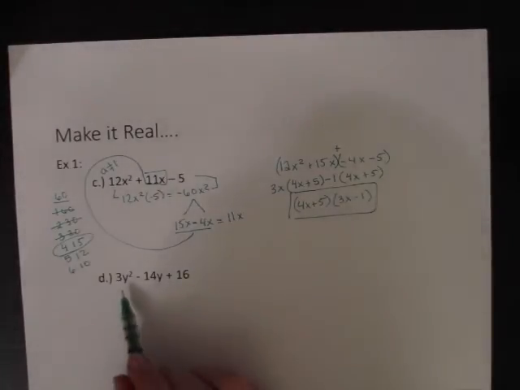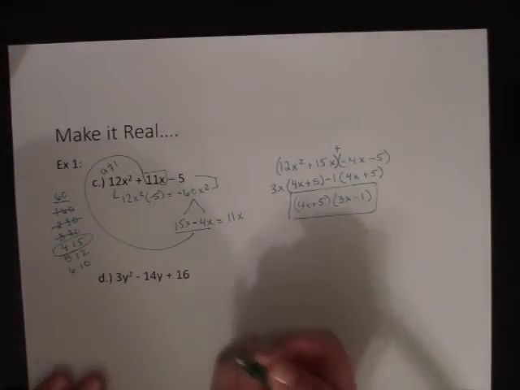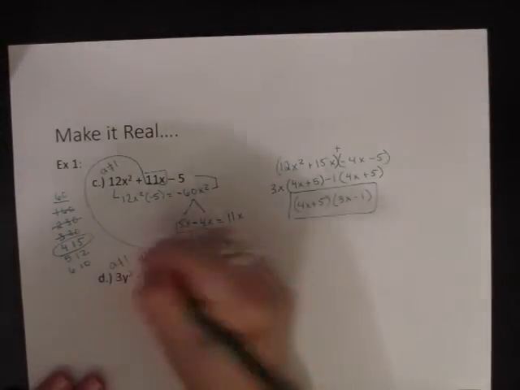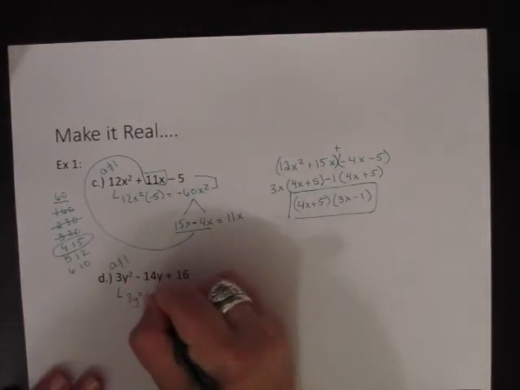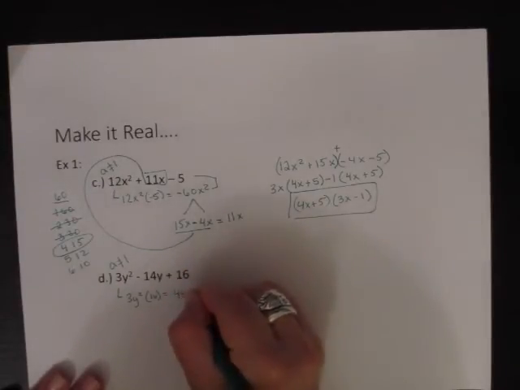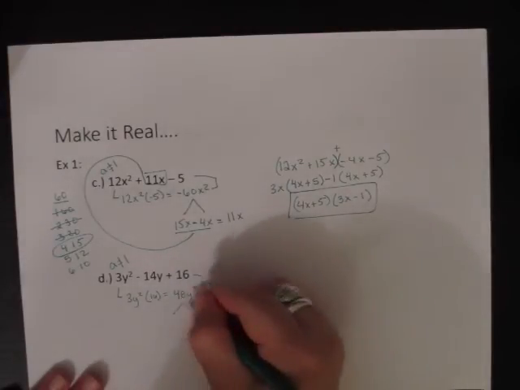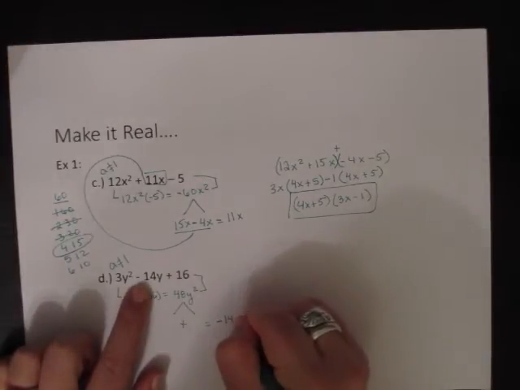Okay, so in the next one, we have 3y squared minus 14y plus 16. So what I've got to do here is look at it, and I can't pull anything out, so I don't have a GCF. So I've got a does not equal 1. So now I go through my 3 steps. So a times c, so I've got 3y squared times positive 16, which is going to equal 48y squared. Because it's positive, that means I'm going to use addition to get to negative 14y.